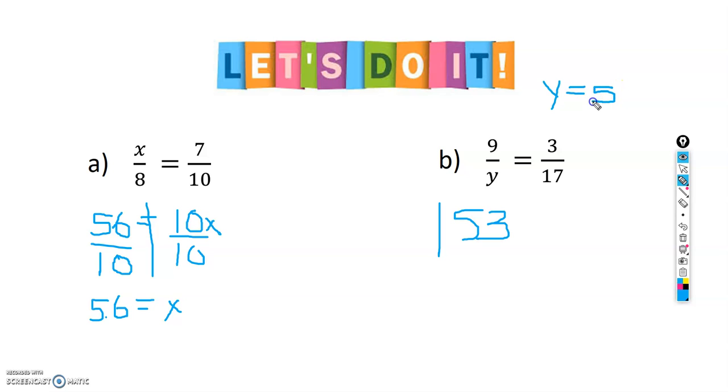Let's do the traditional way again. So this cross product, 3 times y, is 3y. Draw your wall. Inverse operation, we're dividing by 3. Dividing by 3. 51 equals y.